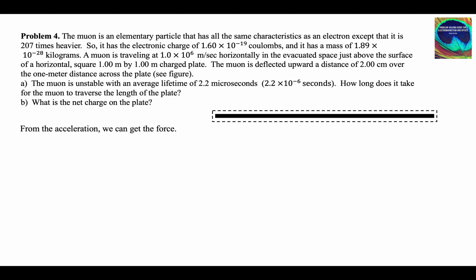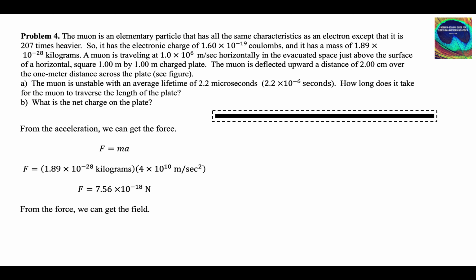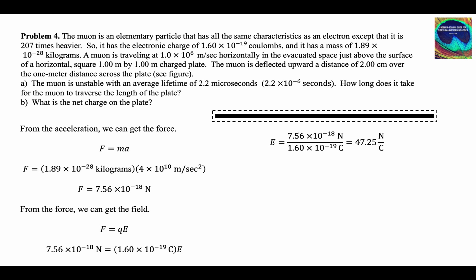From the acceleration, we can get the force because we know the mass. It's given. F equals ma. There's the mass of the muon, the acceleration of the muon. This is in the y direction. The force in the y direction is 7.56 times 10 to the minus 18th newtons. From the force, we can get the field. F is QE. We know the charge. It's the same as the charge on the electron. We know the force. We just calculated it. Now we can get the field: 47.25 newtons per coulomb.